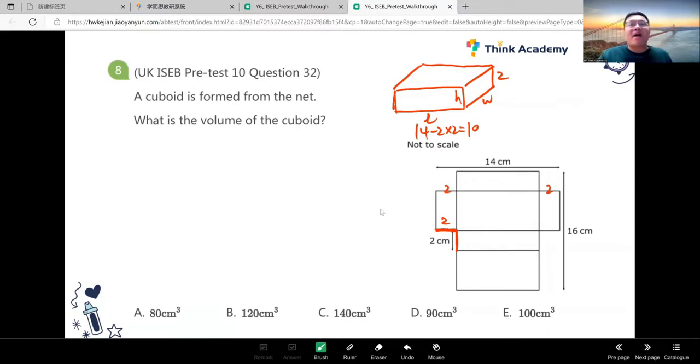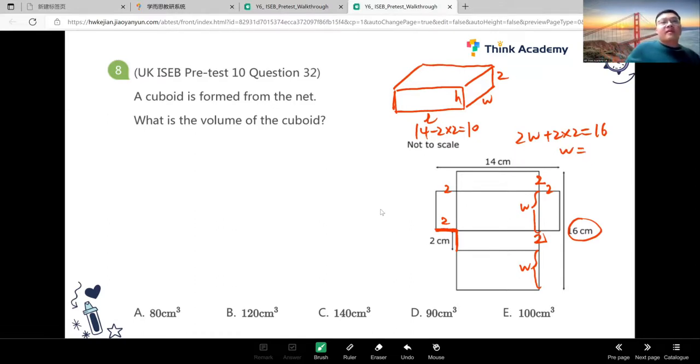So what will be the width, guys? How can I get the width? You see, this is 2, this is 2, and this is one of the width, and this is another width. What does that mean? That means 2 widths adding 2 times by 2 gives you 16. So can anyone tell me what is width, guys? Can you type your answer in the chat box, guys? 16.